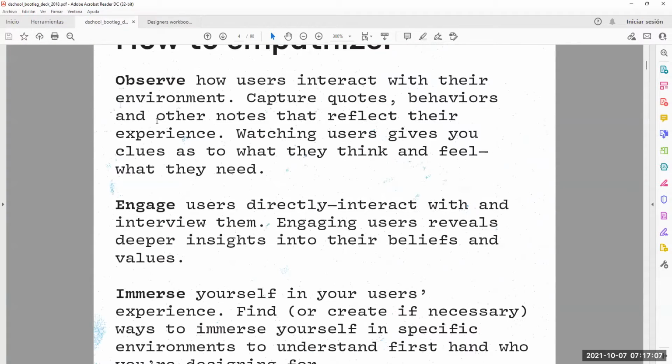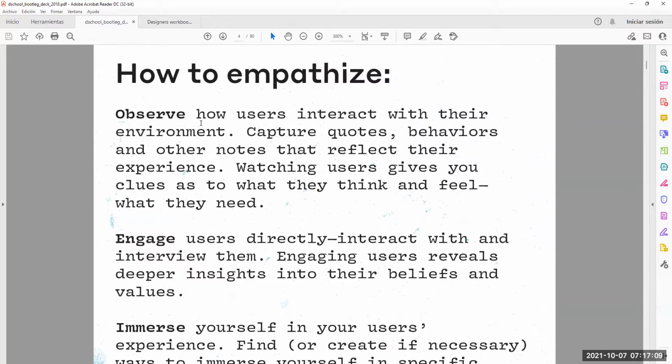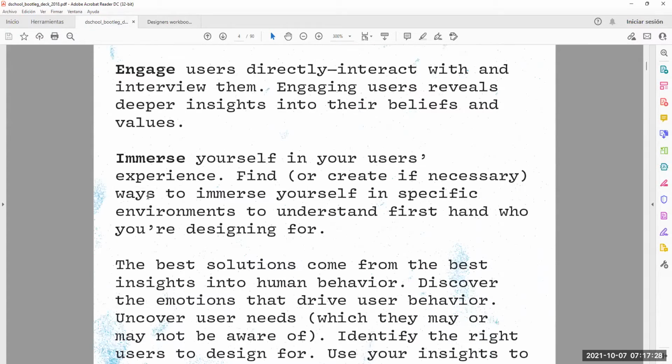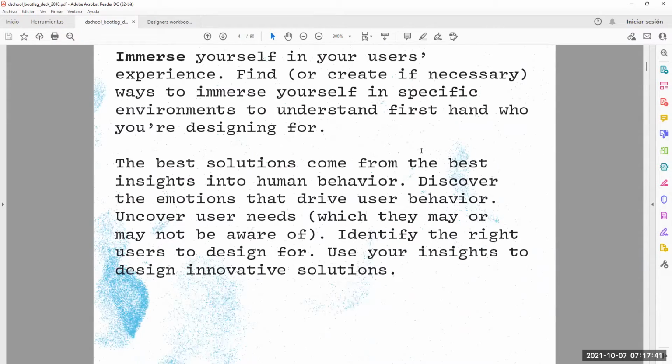How to empathize, guys. Observe how users interact with their environment, capture quotes, behaviors, and other notes that reflect their experience. Watching users gives you clues as to what they think, feel, and need. Engage: directly interact with users and interview them. Engaging users reveals deeper insights into their beliefs and values. Immerse yourself in your user's experience. Find or create, if necessary, ways to immerse yourself in a specific environment to understand firsthand who you are designing for. The best solutions come from the best insights into human behavior.